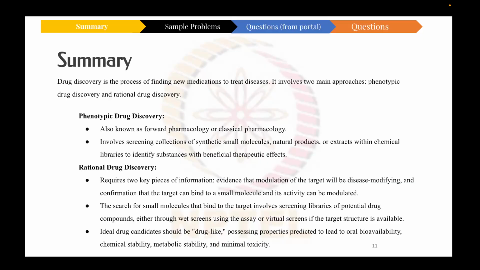So, to predict the drug likeness of a molecule, we have Lipinski's rule of 5. So, in summary, phenotypic drug discovery focuses on identifying drugs based on their observed therapeutic effects, while rational drug discovery starts with a specific target and aims to design drugs that modulate its activity in a desired way. Both approaches are essential in the quest for new medications to treat diseases.